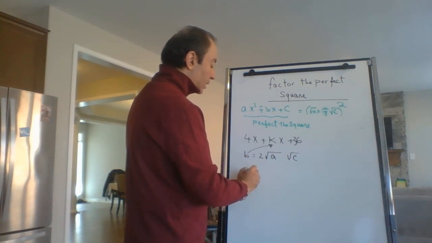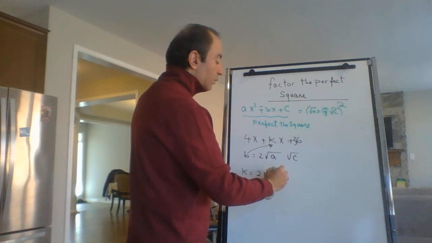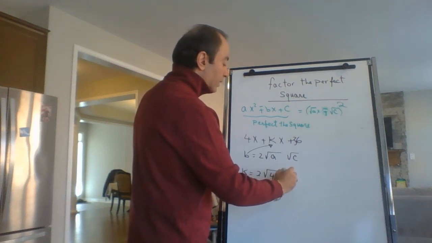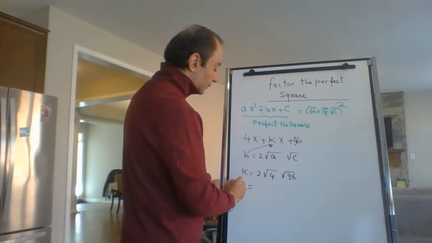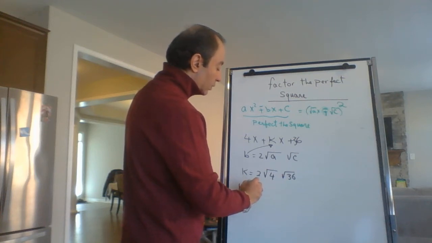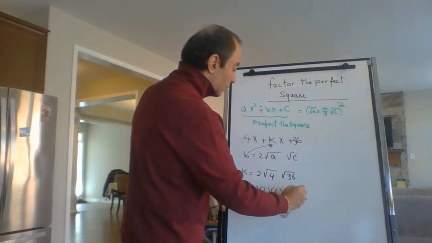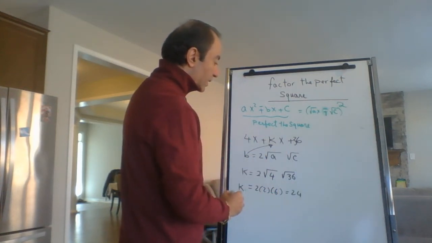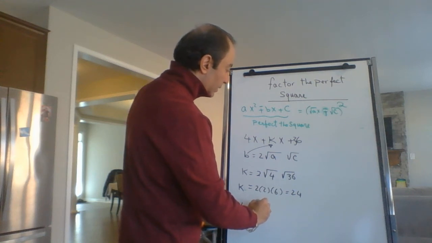So k should be 2 times square root of a. What is a? It is 4. Square root of c, what is square root of 36? So what should k be? k should equal 2 times 2 times 6, which is 24. So to have this as a perfect square, k must be 24.